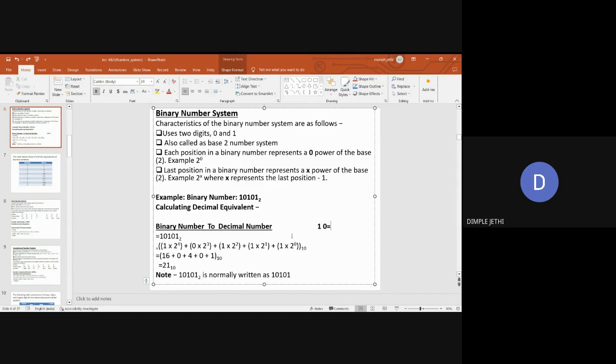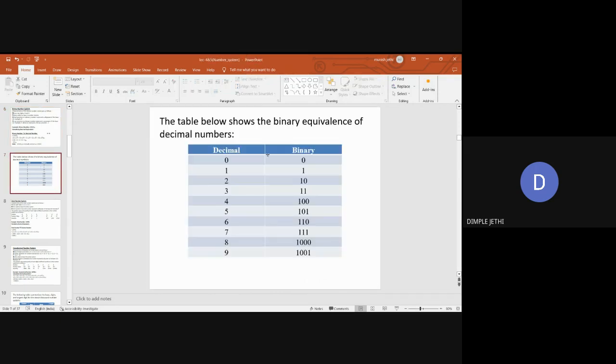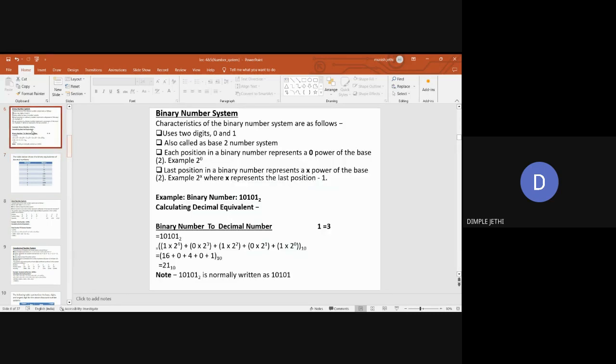Suppose you have to write for 3, what will be the binary for 3? This is the table I have already given. For decimal 0, you have to write this binary. For decimal 1, you have to write this binary. This is the binary of decimal 1, this is the binary of decimal 2, this is the binary of decimal 3. Now I'm telling you how I got these numbers.